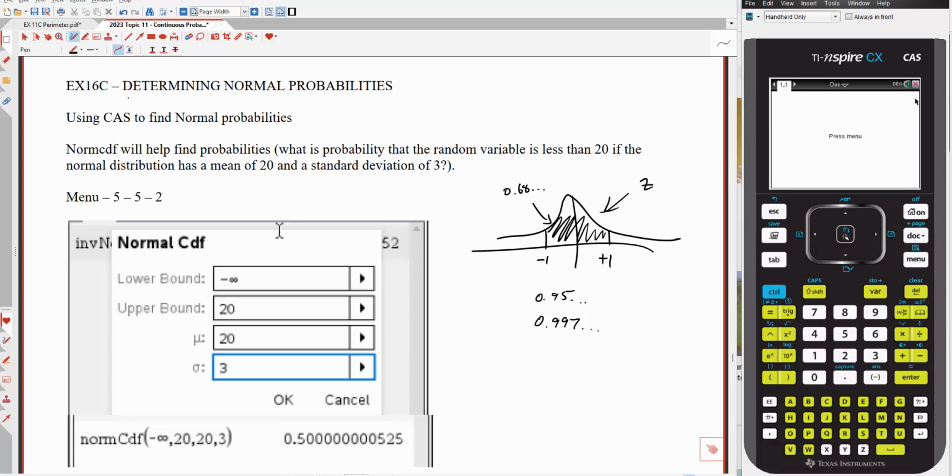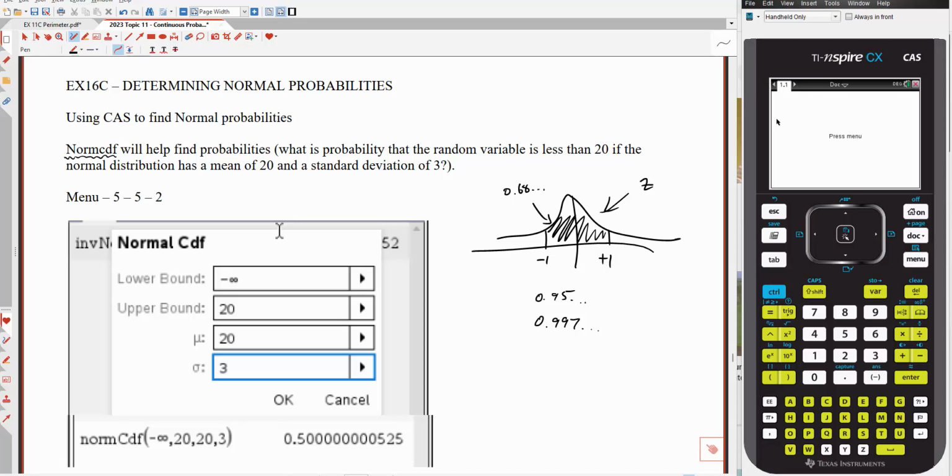Now what the CAS has got for us is the normal distribution defined. So imagine on the calculator we defined the normal distribution function and then used it. Well, similarly we don't have to define it. It's got it sort of inbuilt, if you will. The feature that we generally use is this one here called norm CDF, and basically all it will do is help us find probabilities.